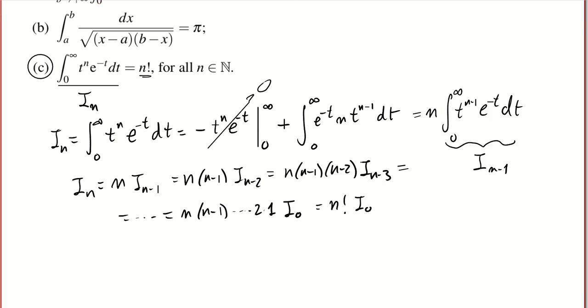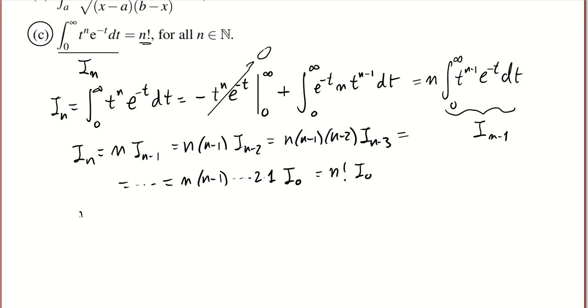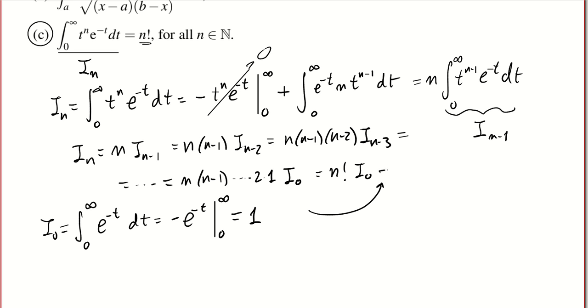So all we have to calculate for this integral is what is I_0. I_0 is this, which is a very easy integral to do because it's got a primitive. For t infinity, this is 0, so you have to subtract, with this minus it is a plus, the value at 0, which is just 1. So I_0 is 1, and then the result here is just n factorial, as predicted.